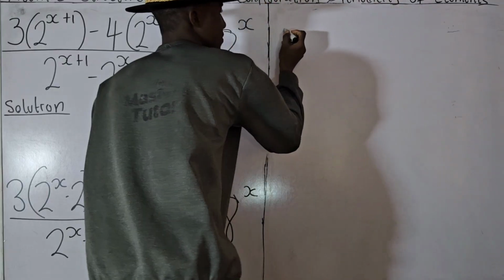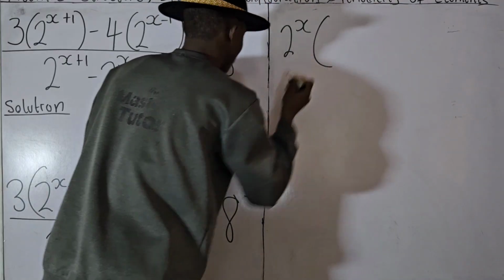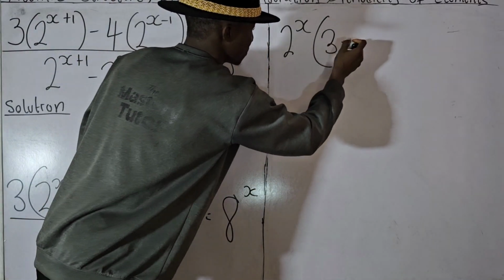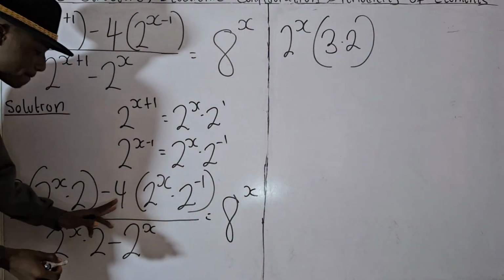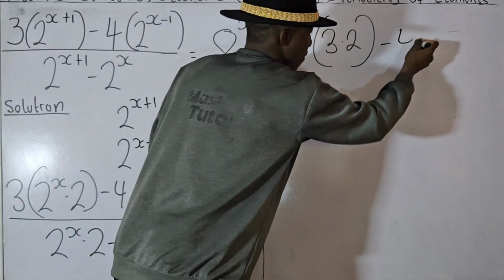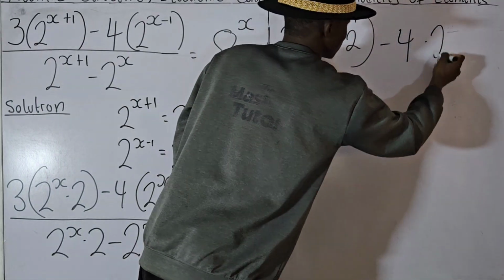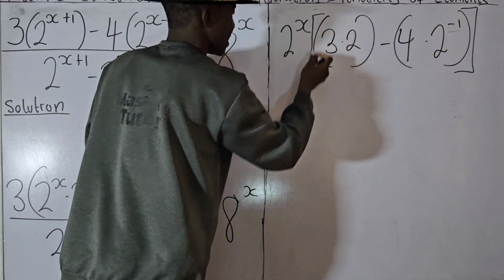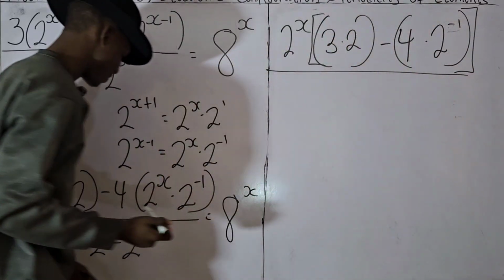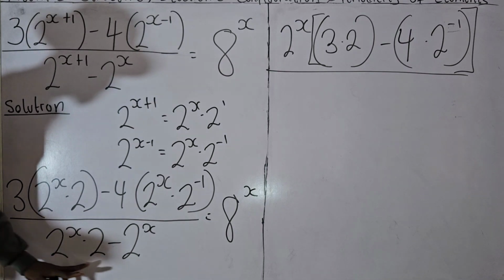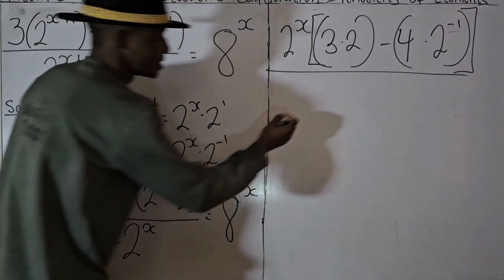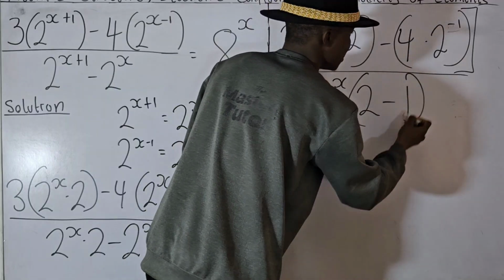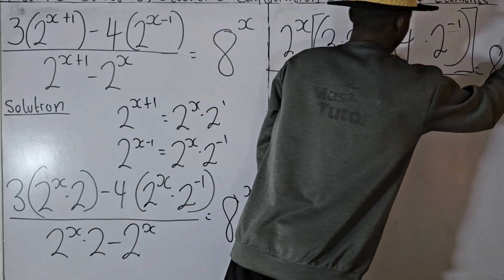I'm going to have 2 raised to the power of x multiplied by, 3 multiplied by 2 minus 4 multiplied by 2 raised to the power of negative 1, right? So put the bracket here. This will be over. Now, what is common to this side? 2 raised to the power of x, right? So I'm going to have 2 raised to the power of x, 2 minus 1. This will be equals to 8 raised to the power of x.